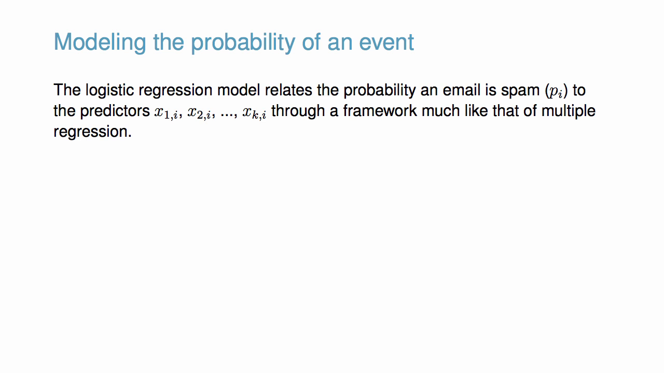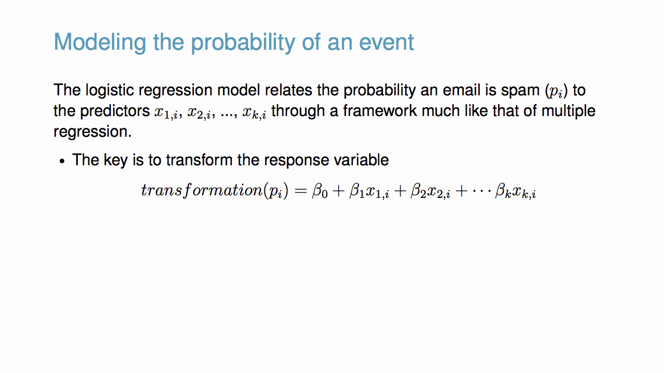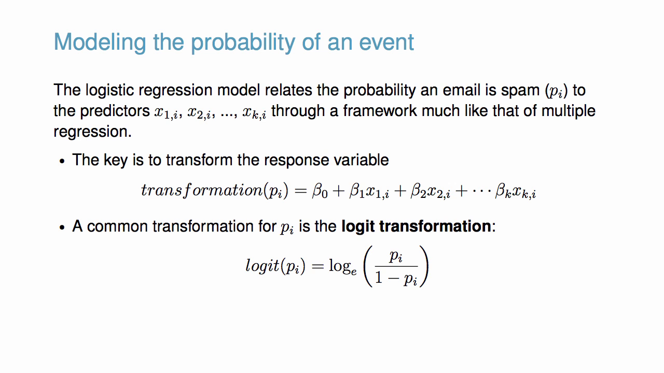Fundamentally, the logistic model relates the probability an email is spam to the predictors through a framework much like that of multiple regression. The key is to transform the response variable, and a common transformation for p_i is the logit transformation. You may be wondering why we picked this particular transformation.